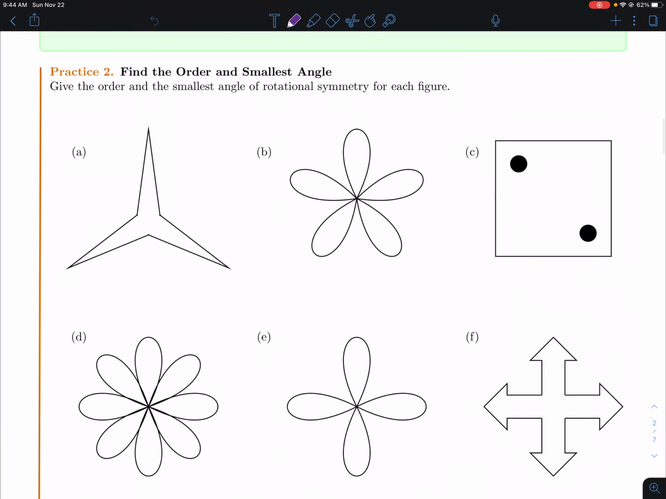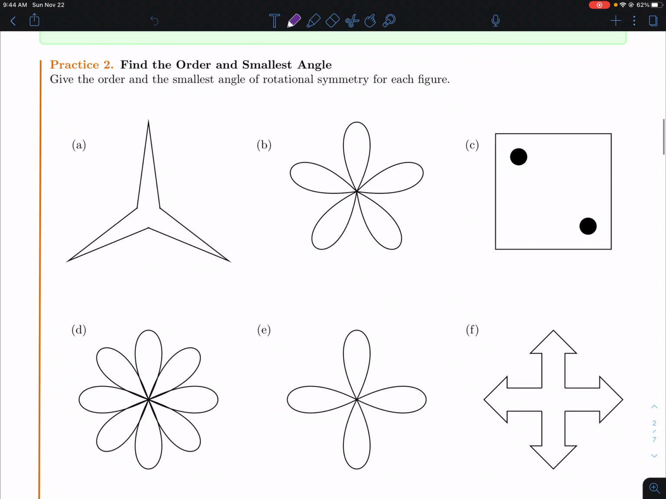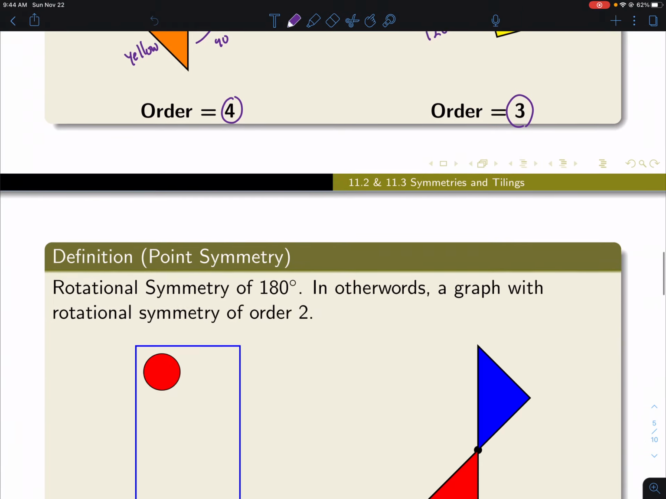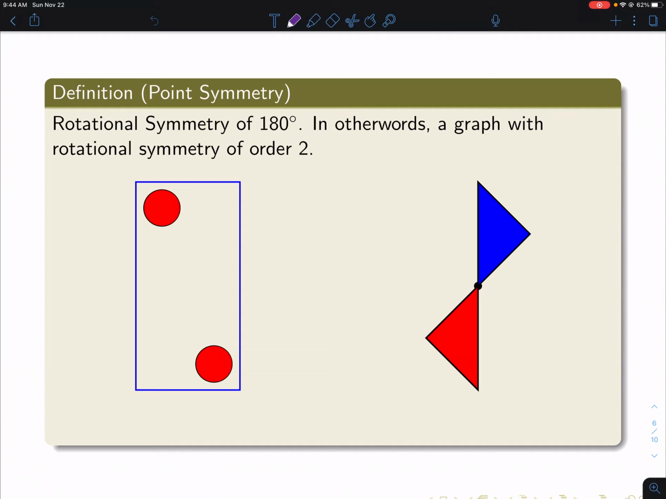So in this case, we've got to find the order and the smallest angle for each of these. Let me talk about the last definition at the bottom. So point symmetry is rotational symmetry that's exactly 180 degrees, in other words, a rotational symmetry of order 2. So for me to get from here to here, it's going to be a 180-degree rotation. Again, from here to here, 180 degrees. So it has to be exactly 180 degrees, and it has to have rotational symmetry of order 2.